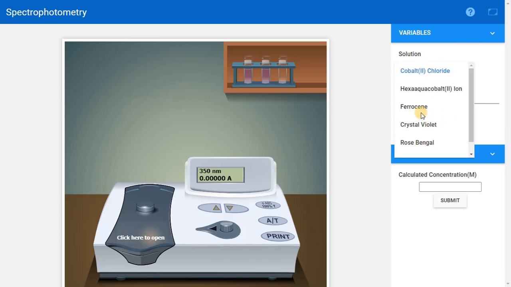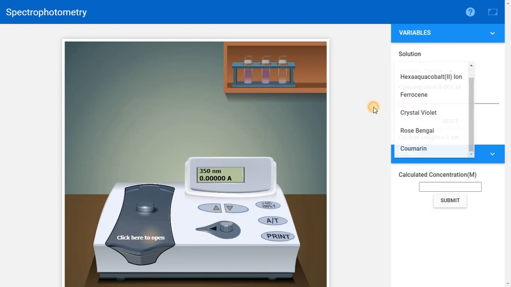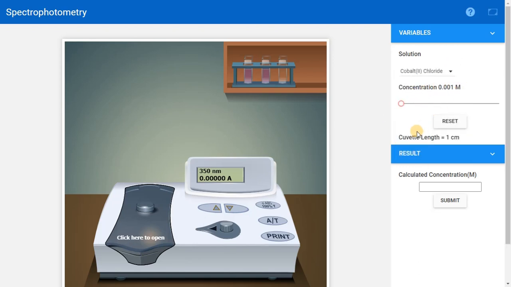So what solution? At this side, the unknown concentration is the cobalt 2 fluoride. And then maybe you're asked to do something else in your activity sheet, or you're asked to do another concentration. But the length will always be like this. You can't change it. It depends on the size of the container. Okay, this is the blank. This is the unknown. This is the known.